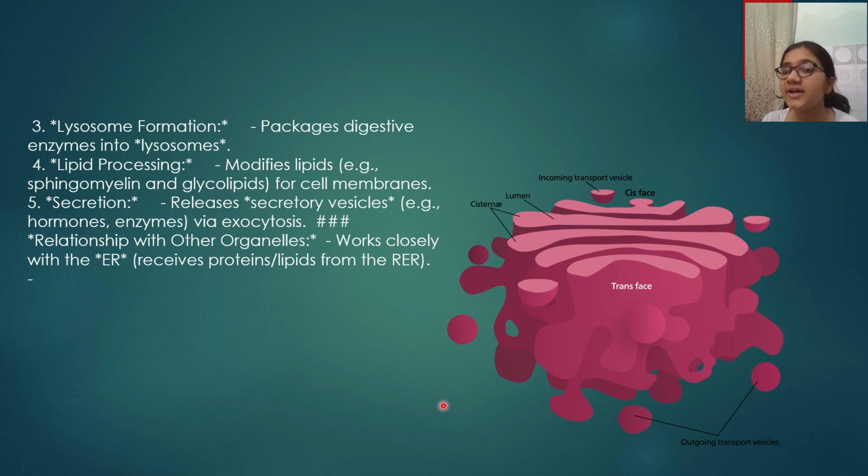Now this is the diagram of what? Of the Golgi body. This is the trans face, this is the cis face, this is the incoming transport vesicle, and this is the outgoing transport vesicle. This one is the outgoing transport vesicle. This is the cisternae and this is the lumen.